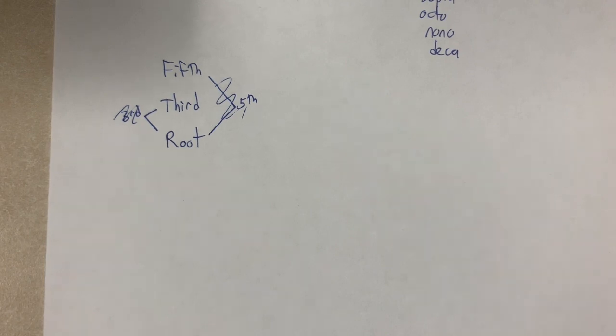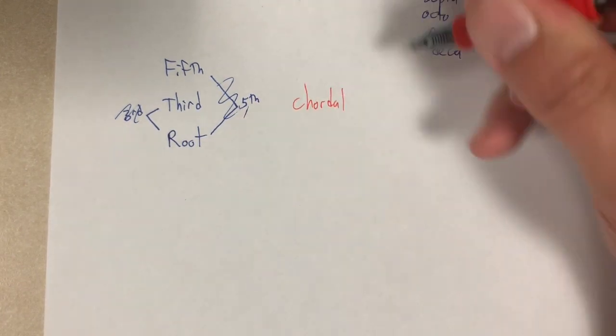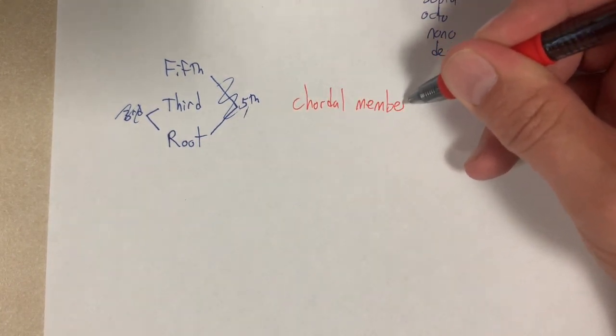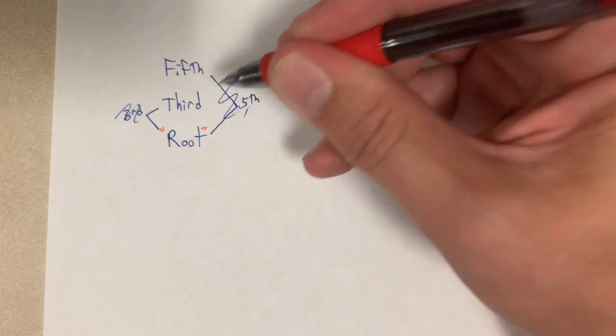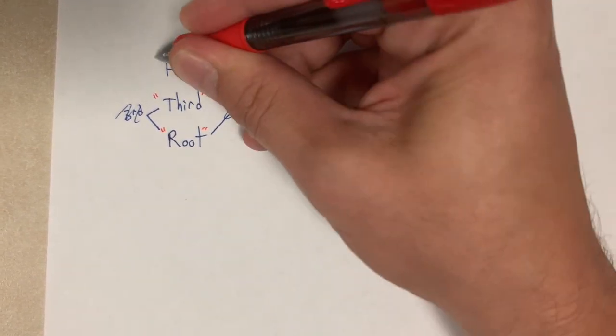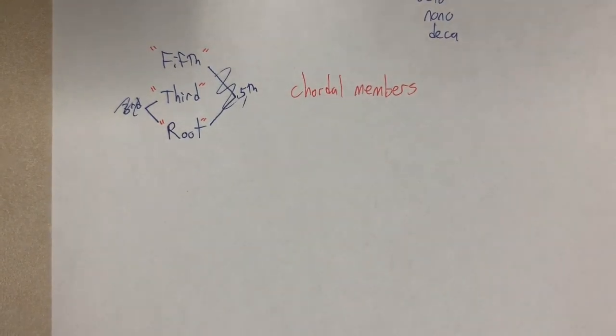Think of them as what we call chordal members. I like that idea. The chordal members of a triad are things we call the root, the third, and the fifth. And I like to put quotes around them, because the thing you don't want to get stuck into is always thinking the third is going to literally be a third above the root, or the fifth is always going to be literally a fifth above the root.